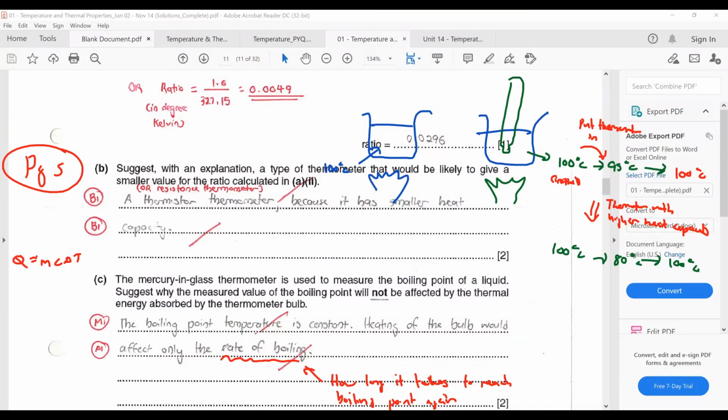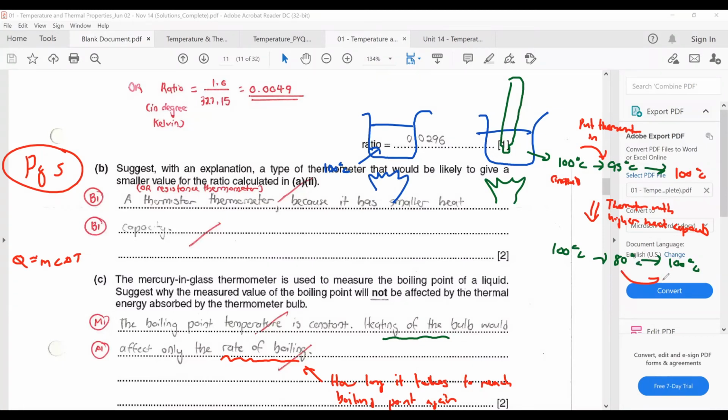That is what we mean by this. The heating of the bulb, because you use something with a large heat capacity, so the heating of a bulb, because of it absorbing heat energy, will only affect the rate of boiling, how long you take to reach boiling point again. Right? So that is what we mean by that.